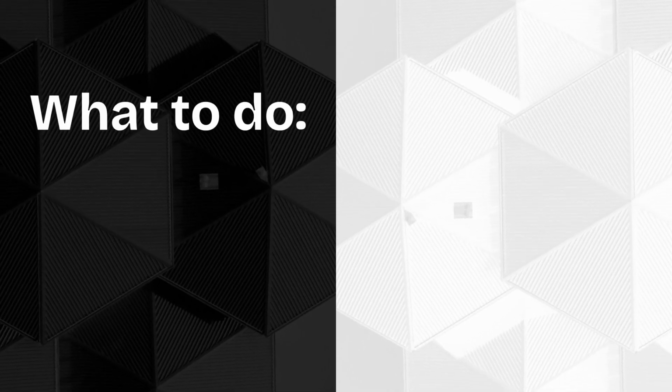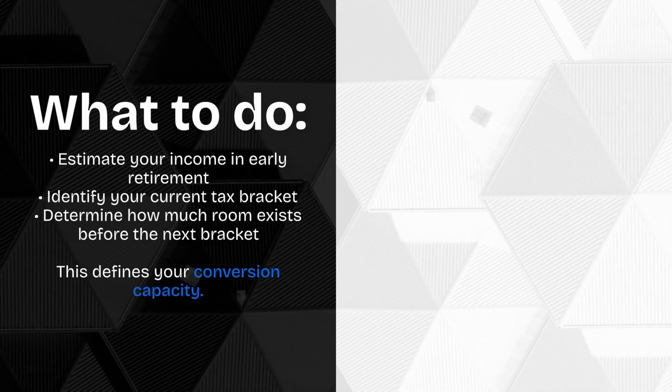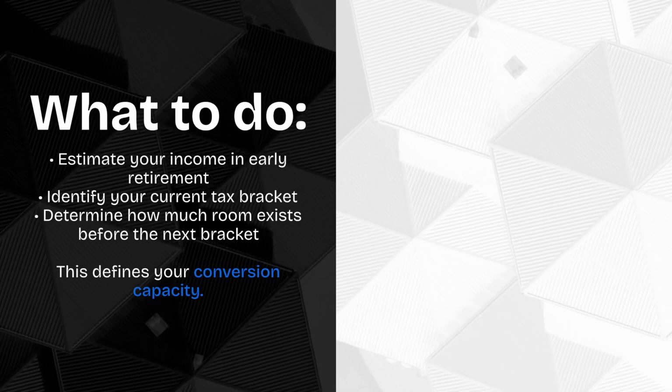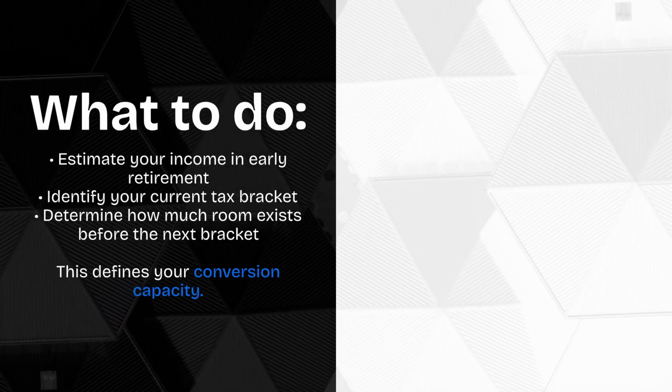What to do? Estimate your income in early retirement. Identify your current tax bracket. Determine how much room exists before the next bracket. This defines your conversion capacity.